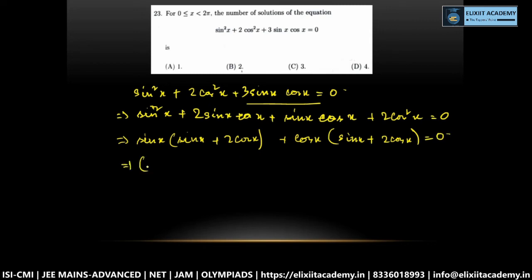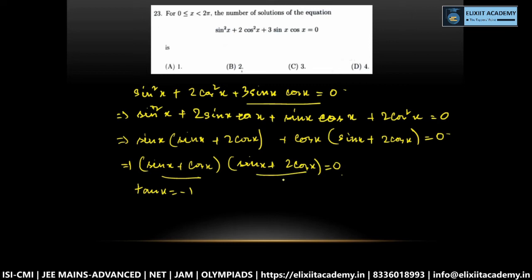So we have sin x plus cos x, and this is sin x plus 2 cos x. That's what we are having. This is equals to 0. So basically sin x plus cos x is equals to 0, which means tan x is minus 1. From here we have tan x is minus 1, and from the other factor we have tan x is minus 2. So basically tan x is minus 1 and tan x is minus 2.